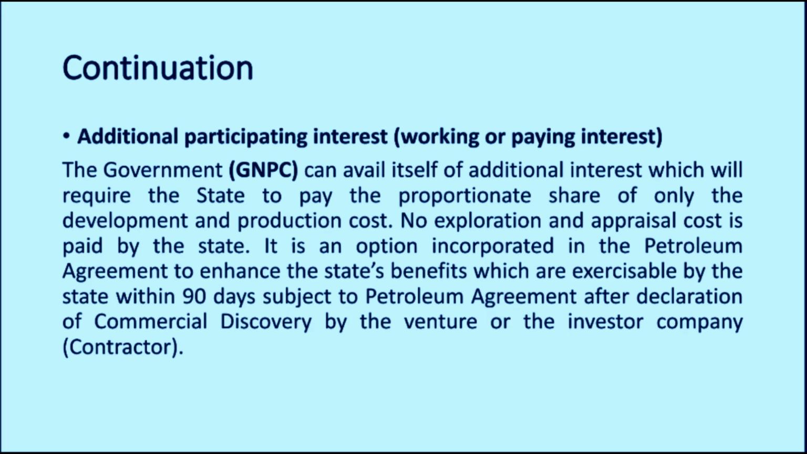Now, the next one is additional participating interest, or what we call working or paying interest. Since you had an automatic interest, if you want an additional interest, what do you do? So the government or GNPC can avail itself for additional interest, which will require the state to pay the proportionate share of only the development and production costs, because government never contributes towards exploration.